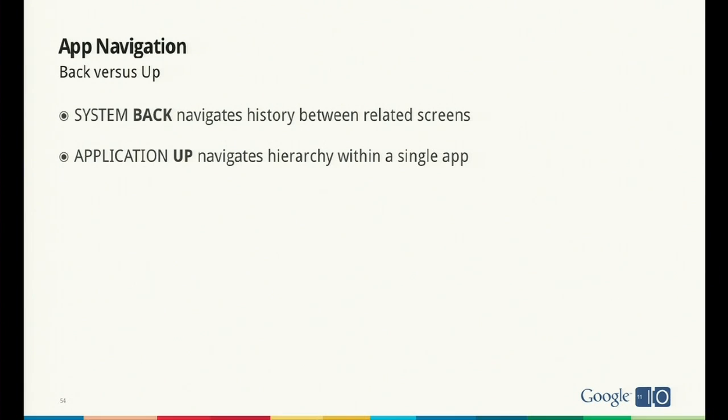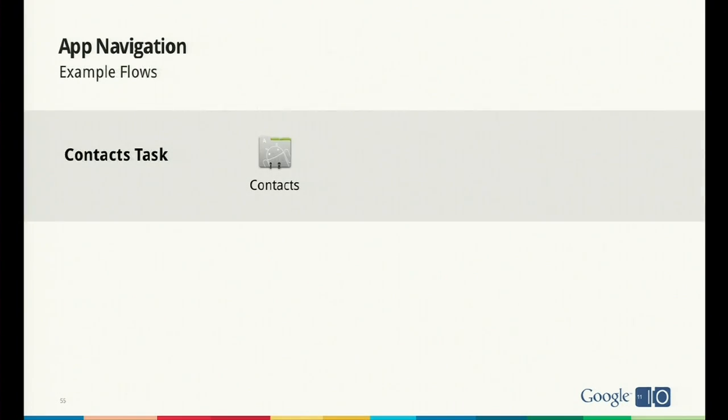Now, sometimes those two actions will do the same thing. Here's a quick example. If I'm in contacts, I'm looking at the list of all contacts, and then I select one particular contact to see their details. Well, in this case, if I hit back, that just takes me back to the list of all contacts. If I had hit up, it would do the same thing. But that's not always true.